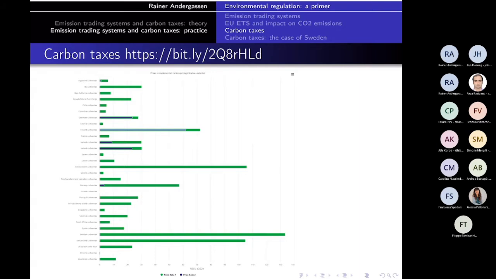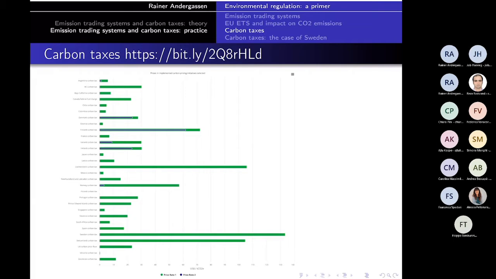Okay, so what I would like to do today in the first part of the lecture is continue what I started last week and talk, in particular, about carbon taxes, and discuss a paper about Sweden, about how the effects of carbon taxes have been estimated in the case of Sweden.